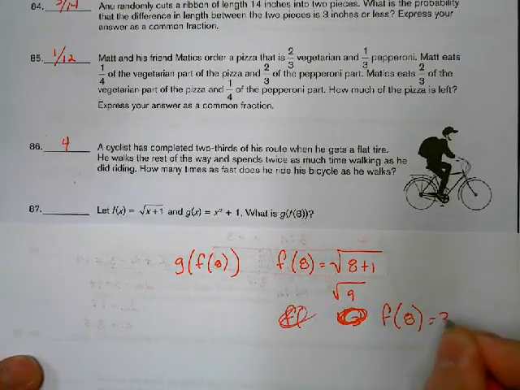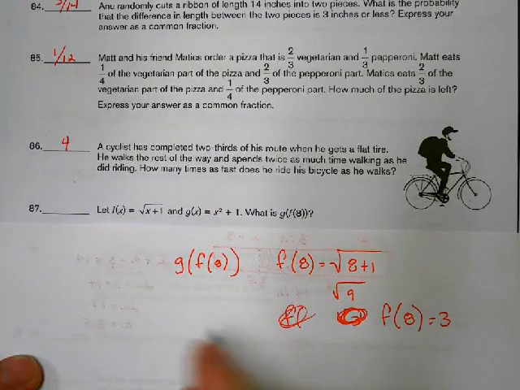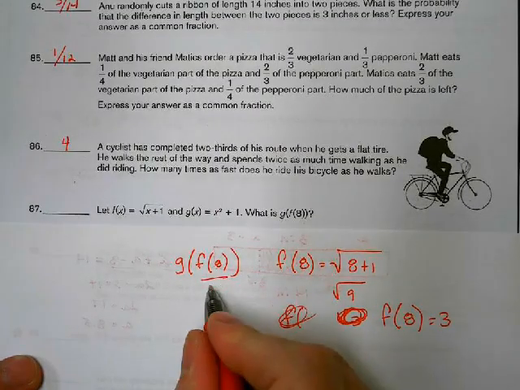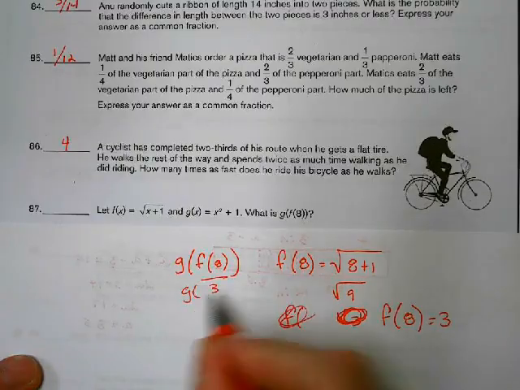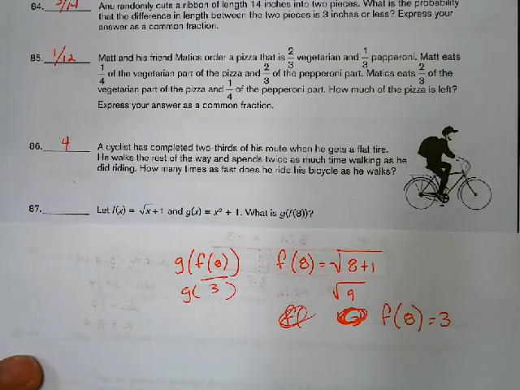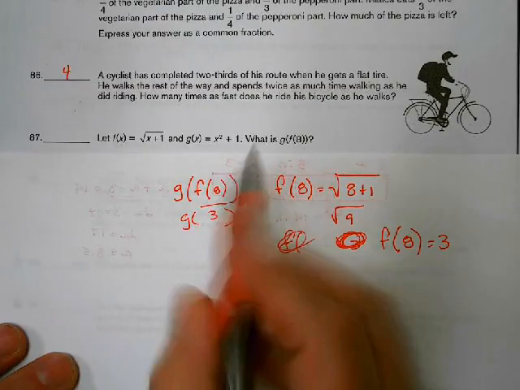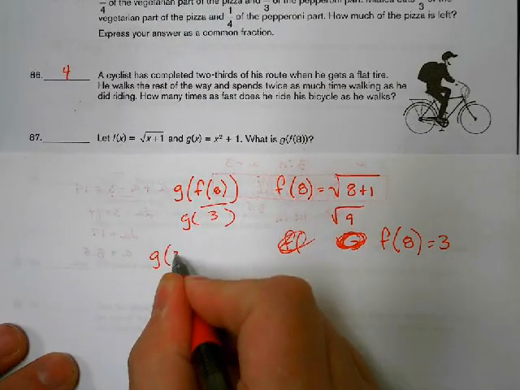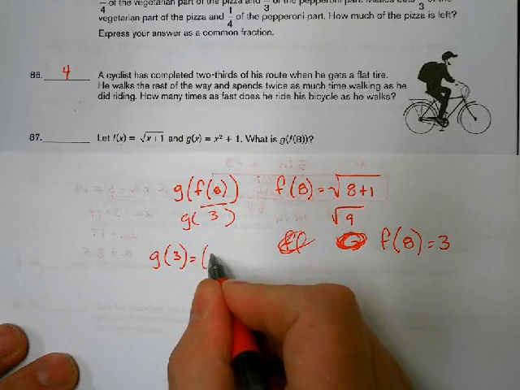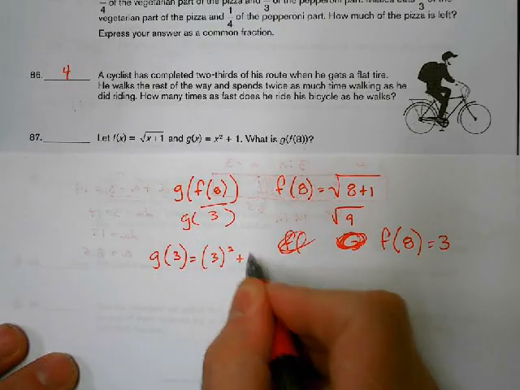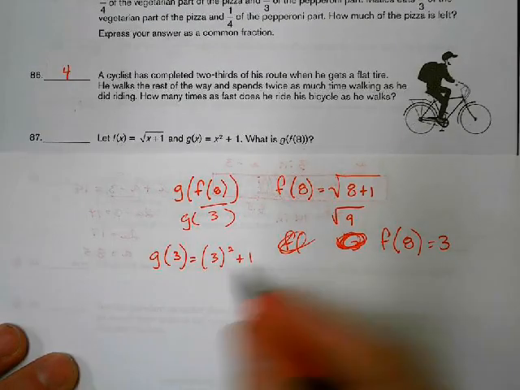Okay, so if f of 8 equals 3, now all we have to do is find g of 3. So to find g of 3, we would just plug in 3 into the x. g of 3 would equal 3 squared plus 1. So that's 9 plus 1. g of 3 must be 10.